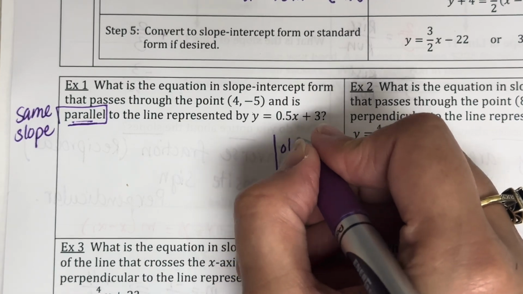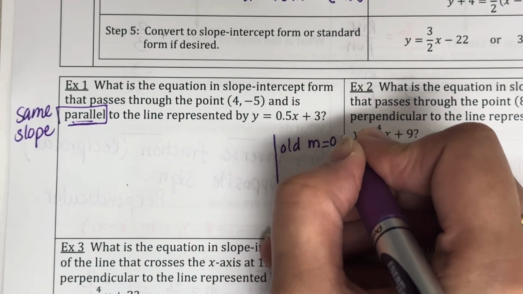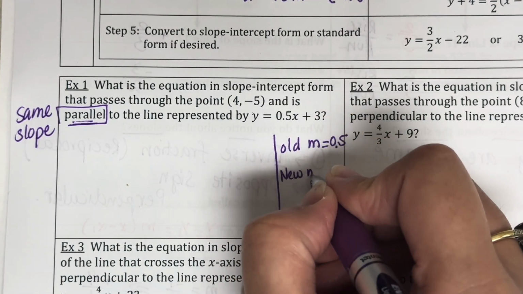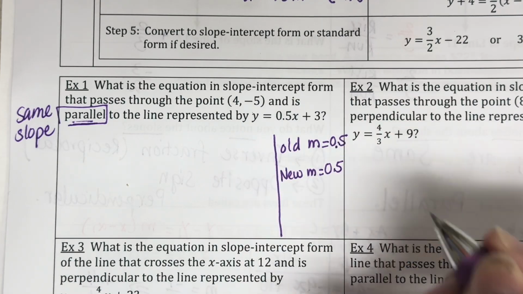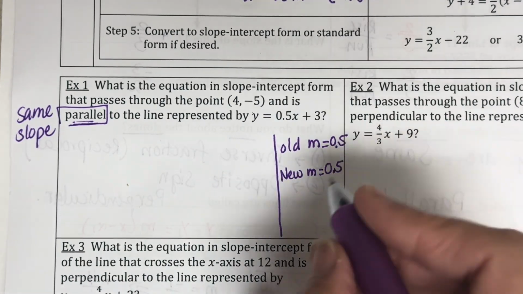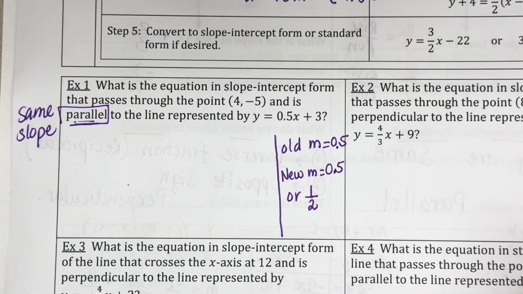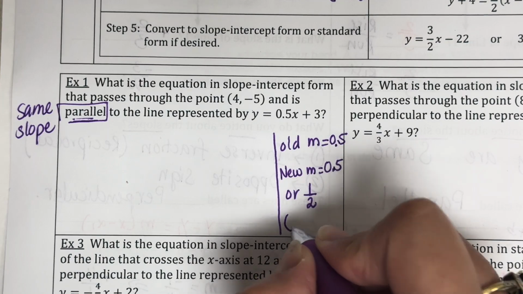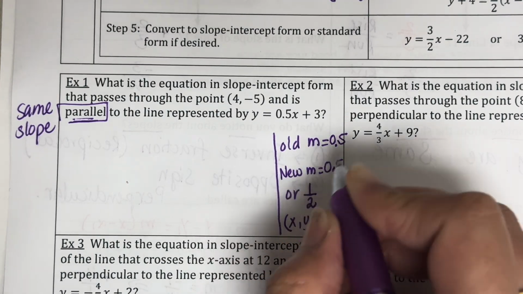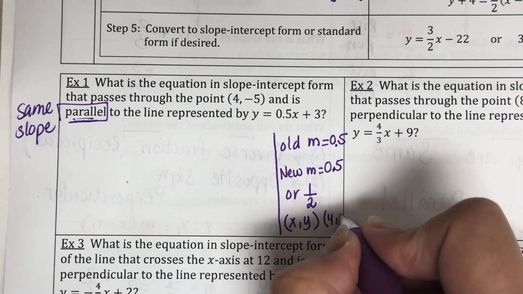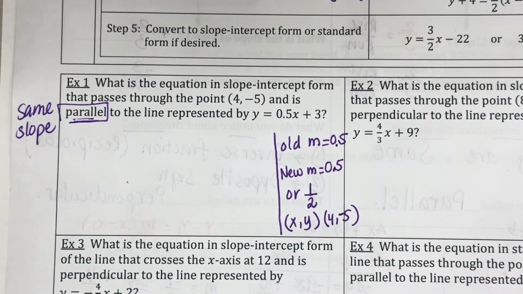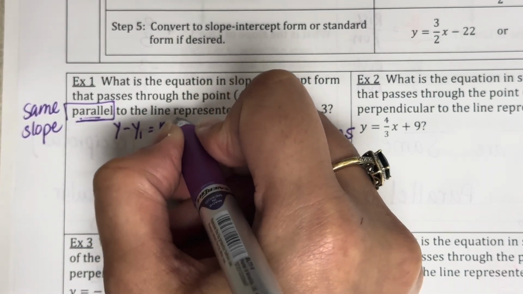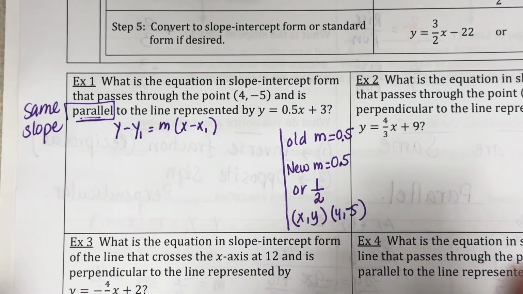So my old slope is 0.5. New slope is going to be the same because it is a parallel line, so it's going to be 0.5, or I can use 1/2. I need x1, y1, I need the point, which is (4, -5). Start with your equation. y minus y1 equals m times x minus x1. You know the process from here.